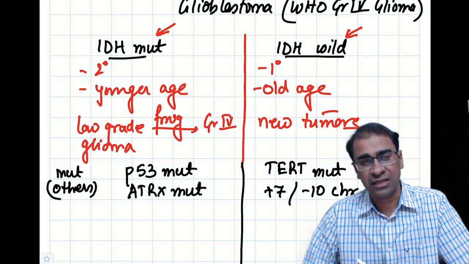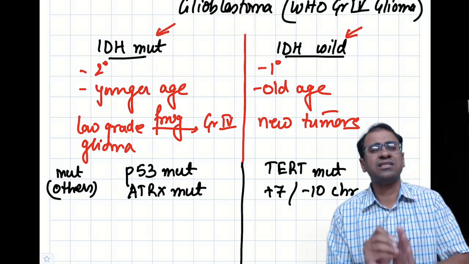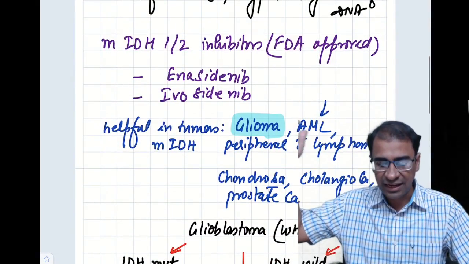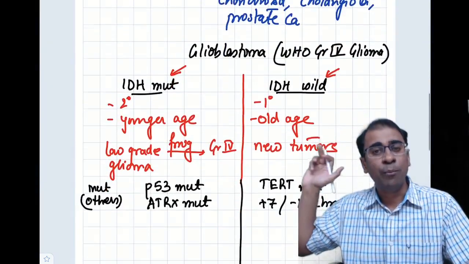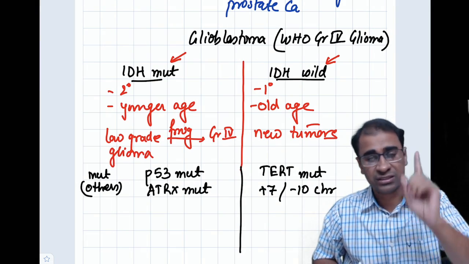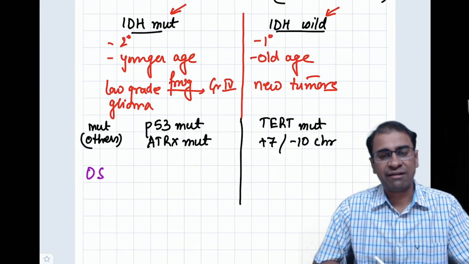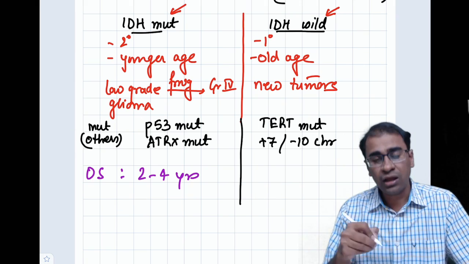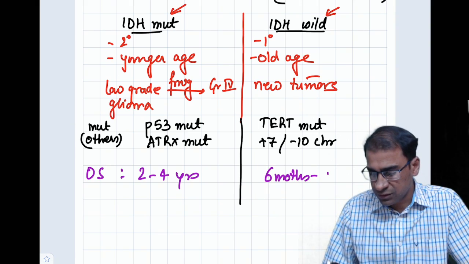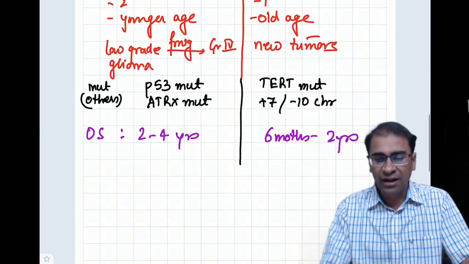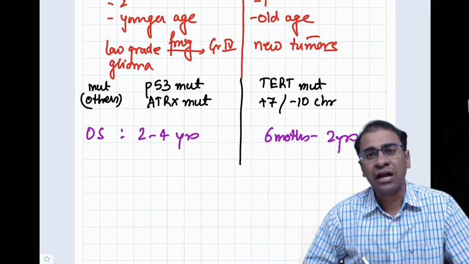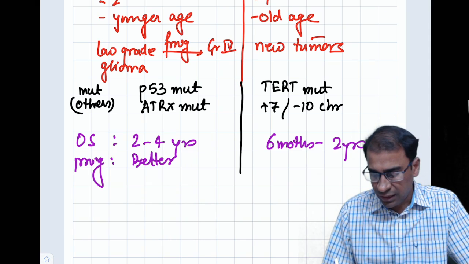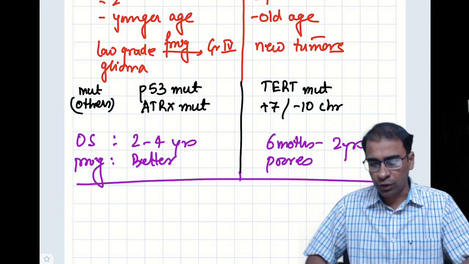Now what should you actually be concerned about? You should be concerned about the treatment. Among these two, which can be treated by the drugs, that is Enasidenib and Evosidenib? Obviously, it is the mutated form, that is the secondary glioblastomas, not the primary ones. And therefore, remember, the overall survival after diagnosis is 2 to 4 years for IDH mutant, and 6 months to 2 years in wild type glioblastomas. Therefore we can say it has a better prognosis in the mutant, and it is poorer in the unmutated or wild form of glioblastoma.